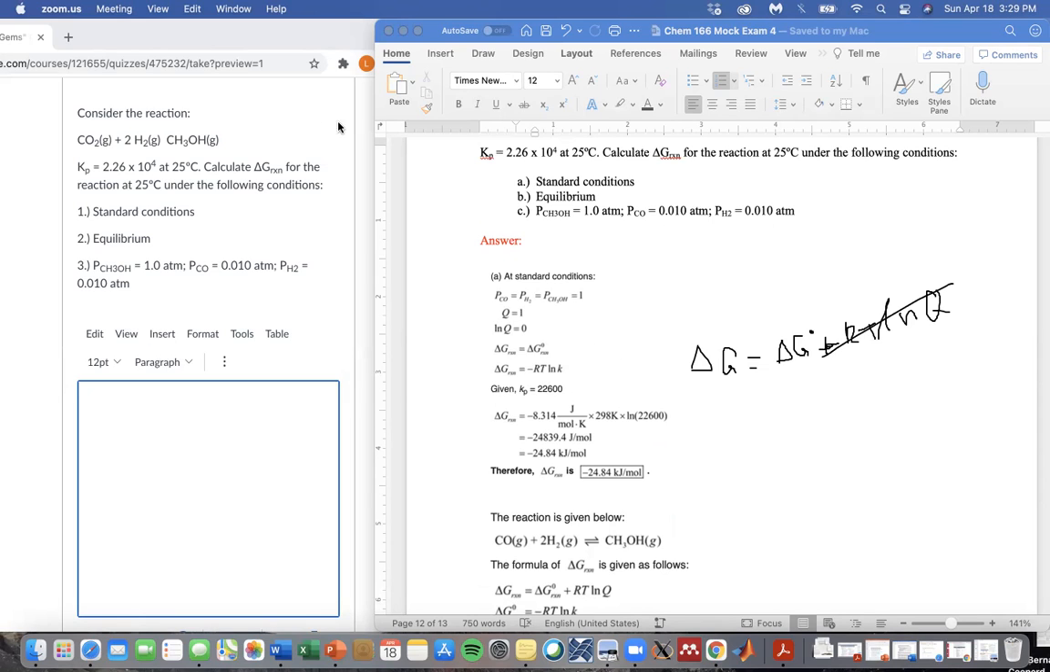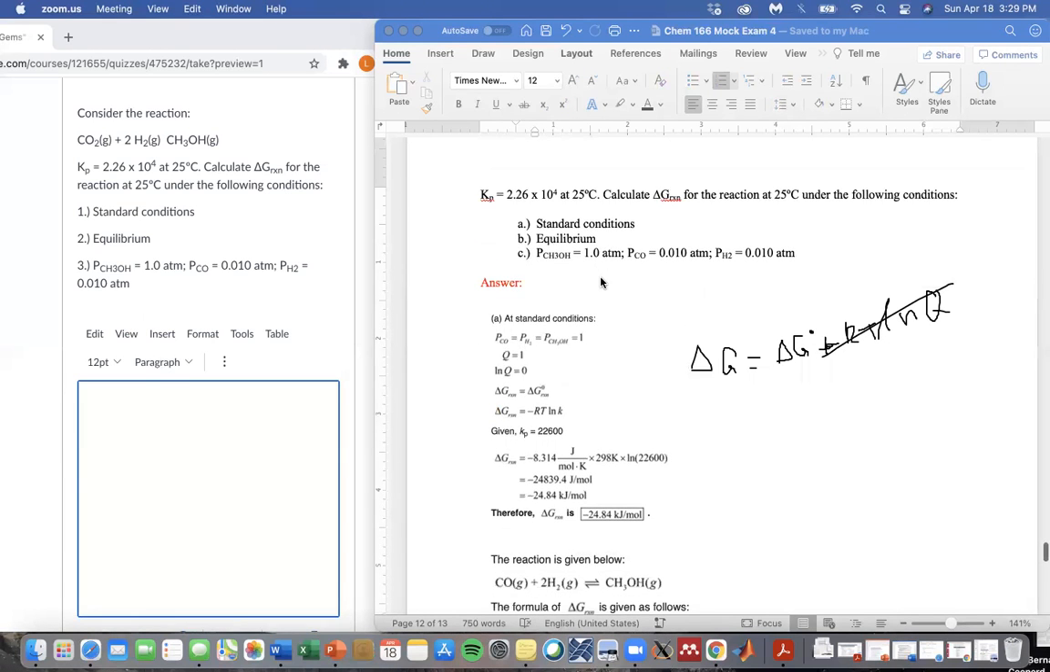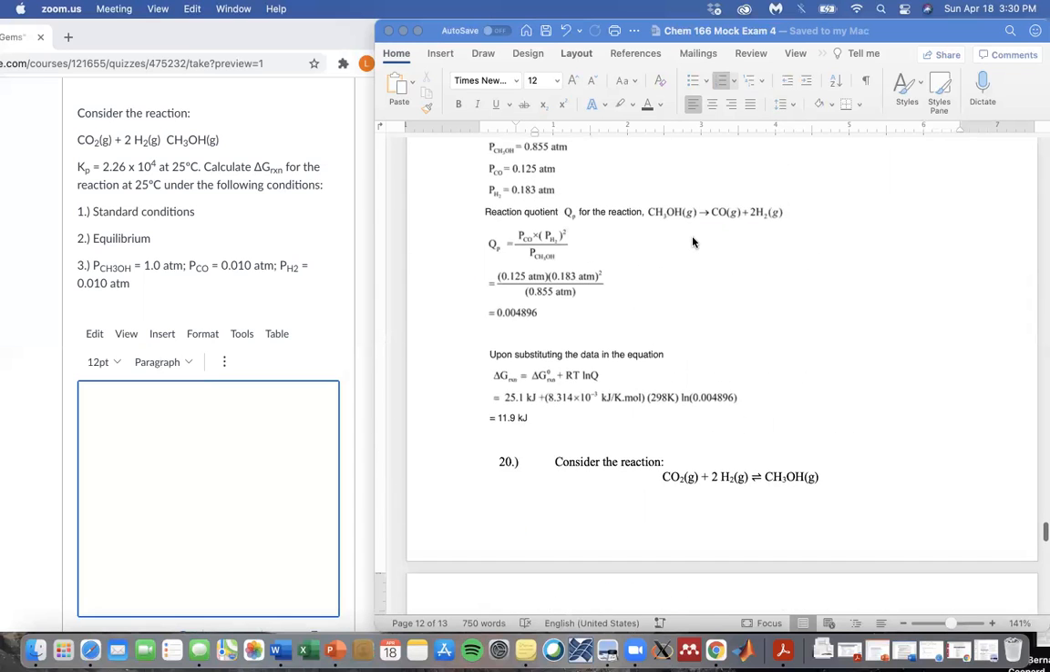And so you're already told your KP. This is kind of a confusing problem. We've already determined that our delta G of our reaction equals delta G standard, and we're given our KP value. Now we can go back to our delta G of our reaction equation and say delta G reaction equals negative RT ln K. So we use this first equation.